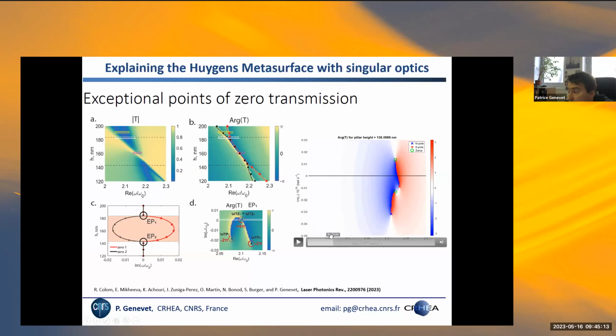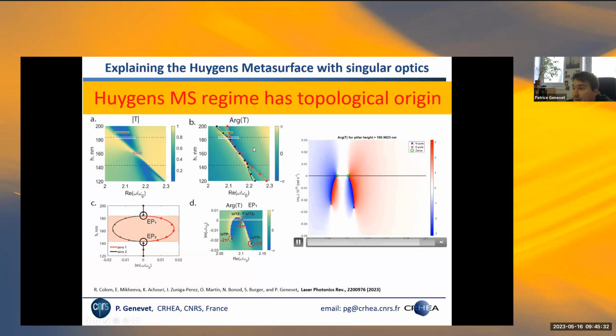Very fascinating problem. This is what I can call, it's been discussed for real frequency, what people call avoided crossing. This is essentially an avoided crossing of complex singularity pairs of zero and pole. It's an avoided crossing that comes from essentially spontaneous time symmetry breaking. And this is what is behind the Huygens metasurface. The metasurface has a topological origin, very fascinating.